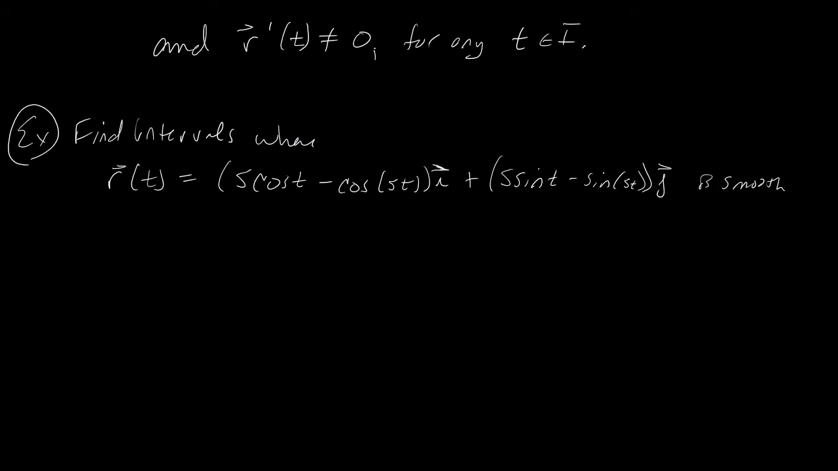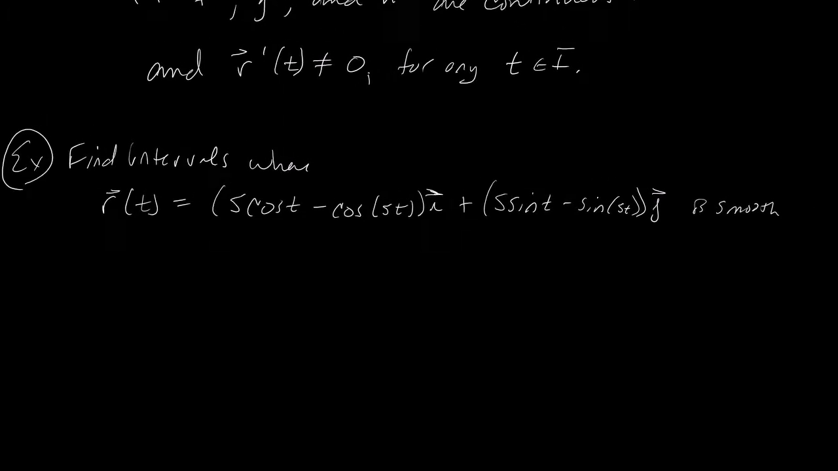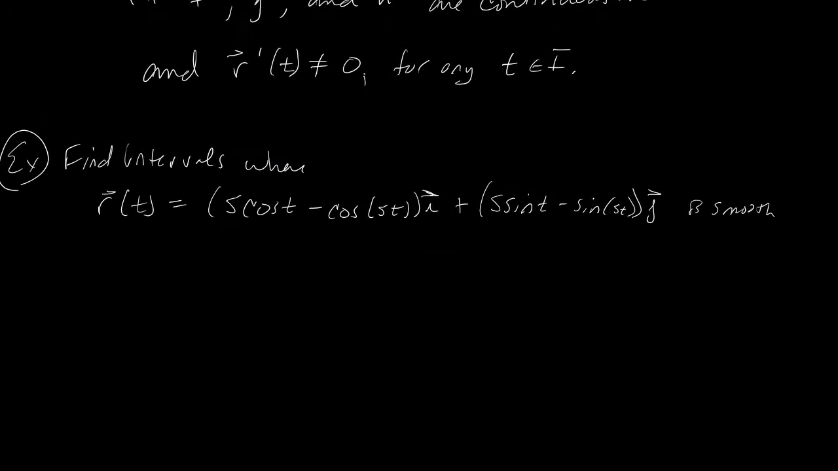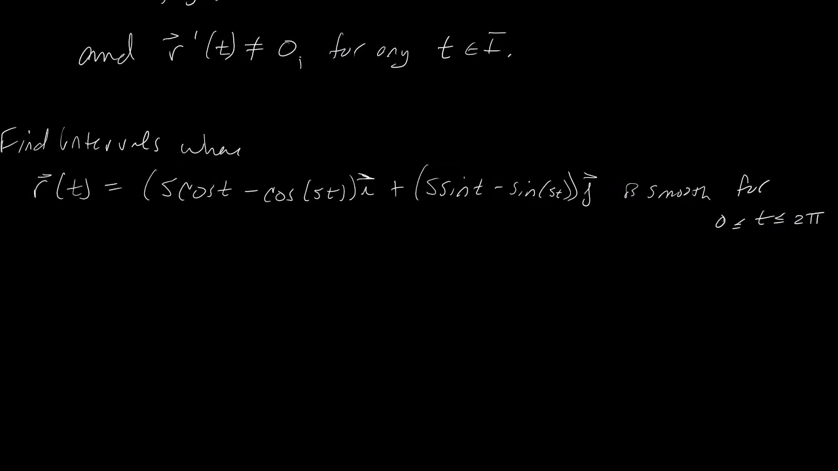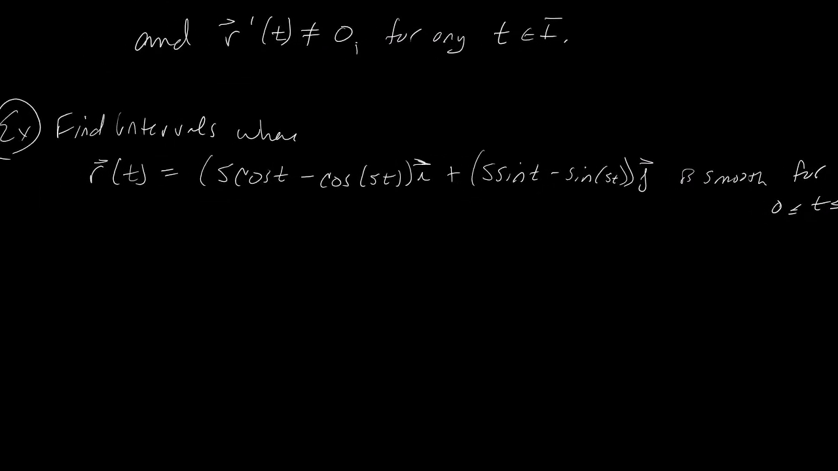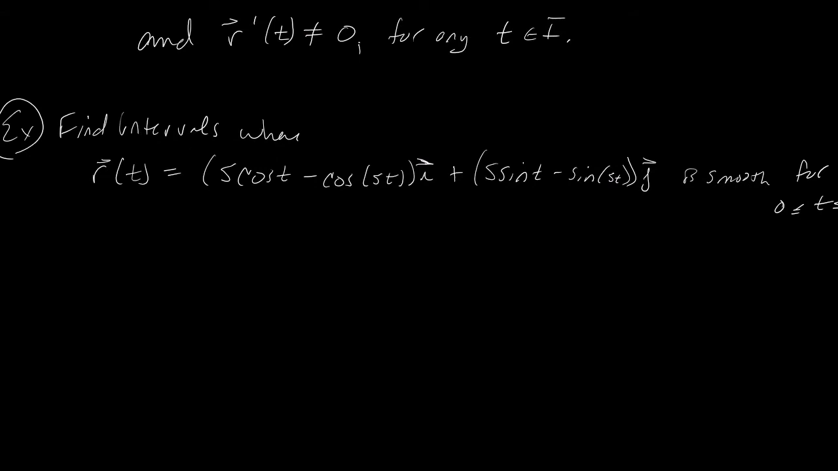Okay. All right. So where is it continuous? Oh, I forgot to tell you, we are only looking for this on t from 0 to 2 pi. So for 0 less than or equal to t less than or equal to 2 pi. So where is this smooth on the interval from 0 to 2 pi? Well, 5 cosine t minus cosine 5t are continuous functions, and they do have continuous derivatives. So f of t and g of t have continuous derivatives, so that's not a problem.